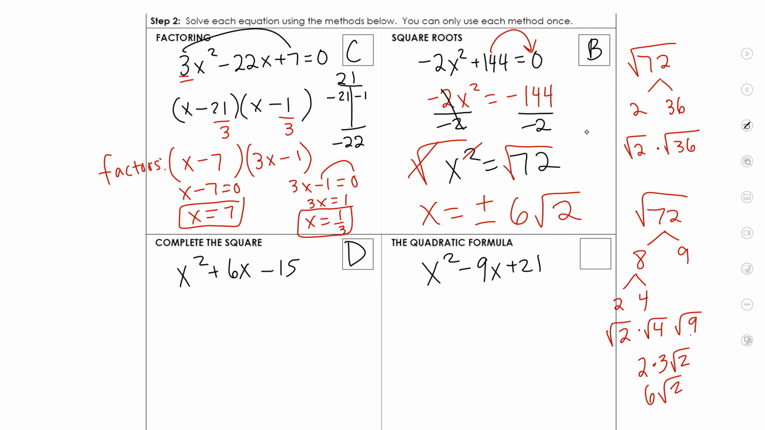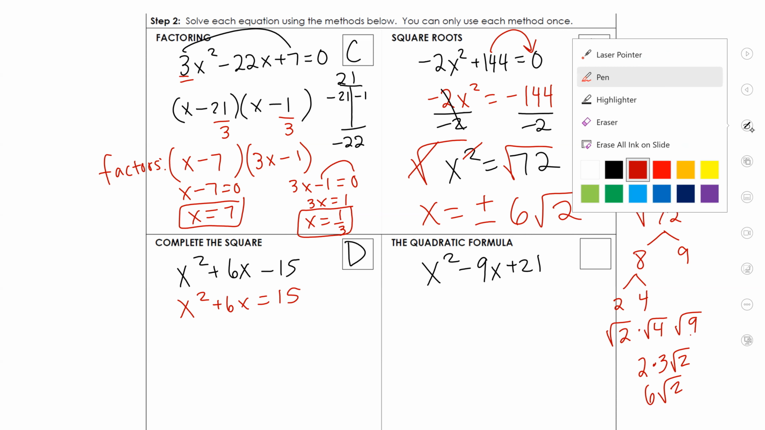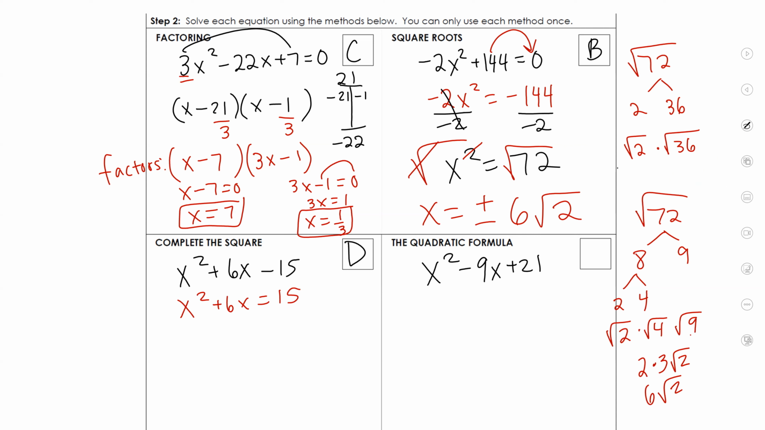Okay, next, completing the square. So first, we need to write it like x squared plus 6x equals, move the -15 to the other side, making it a positive 15. Now we take half of the b value. What's half of 6? 3. And then we square it, 9. So we'll add 9 to both sides. I'm going to add a 9 here, and I'm going to add a 9 here.